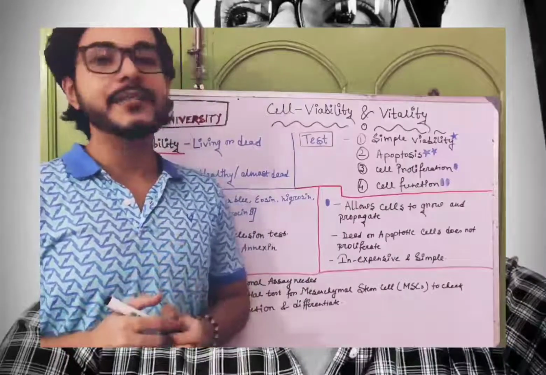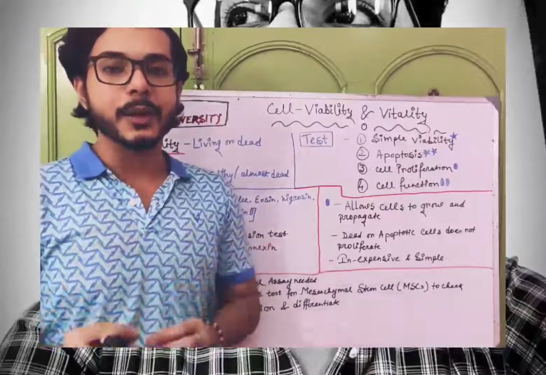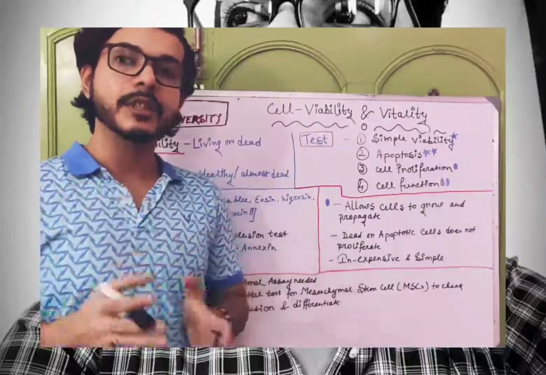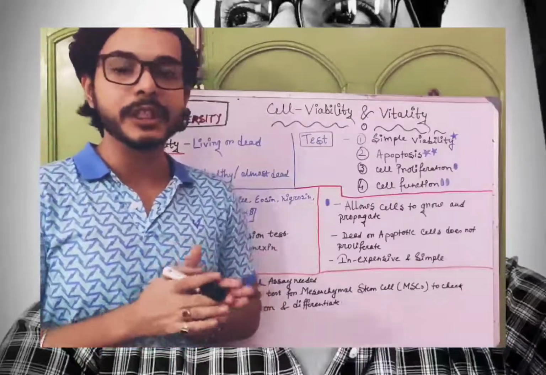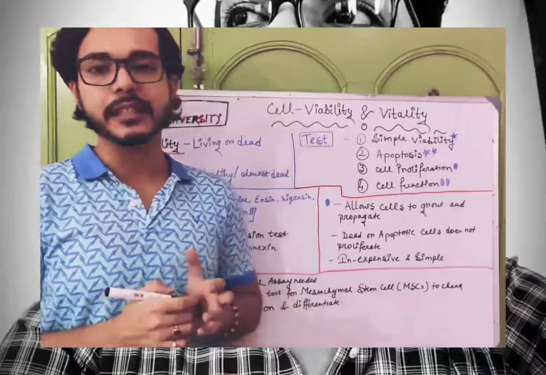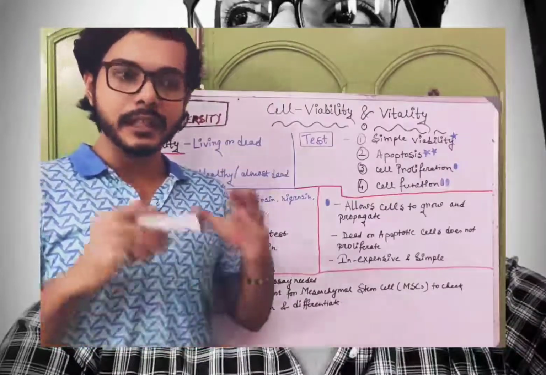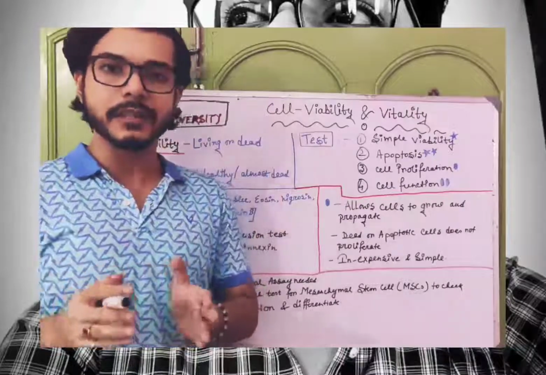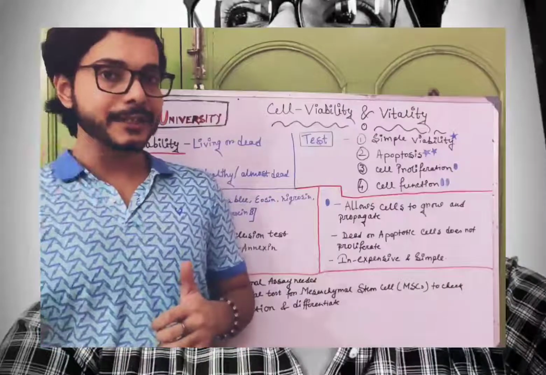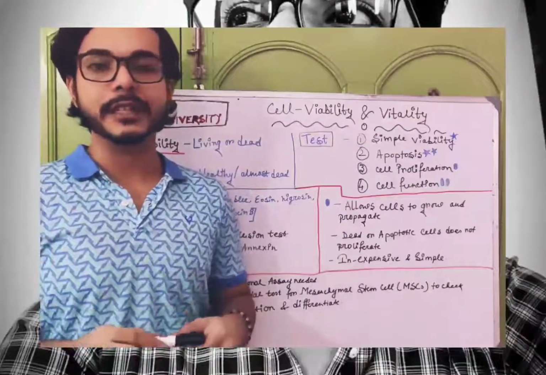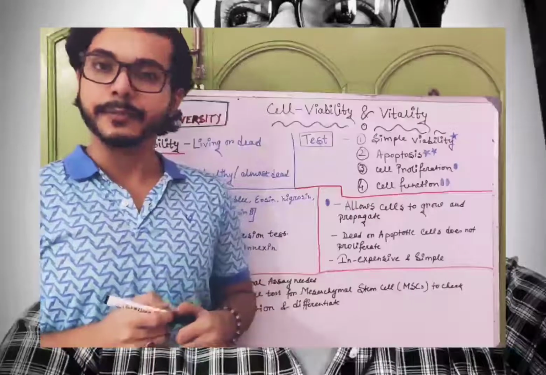So the cell viability and vitality study is only done in case of in vitro study, because in case of in vivo, the animal is itself living. You are using a living animal, so there is no need to check whether the cells are living or dead, right? Because if the animal is living, the cells will always be living. But in case of in vitro study, whenever you isolate that cell or tissue, checking the vitality or viability is very, very important.